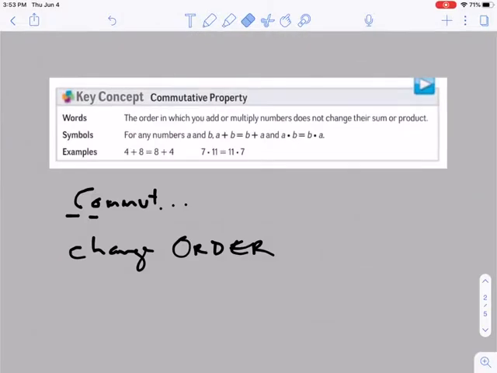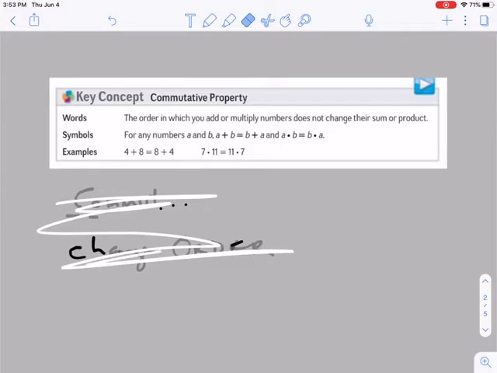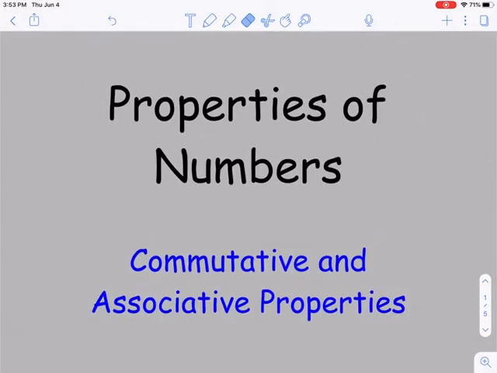All right, thanks for being here. We're going to talk about the commutative and the associative property now.